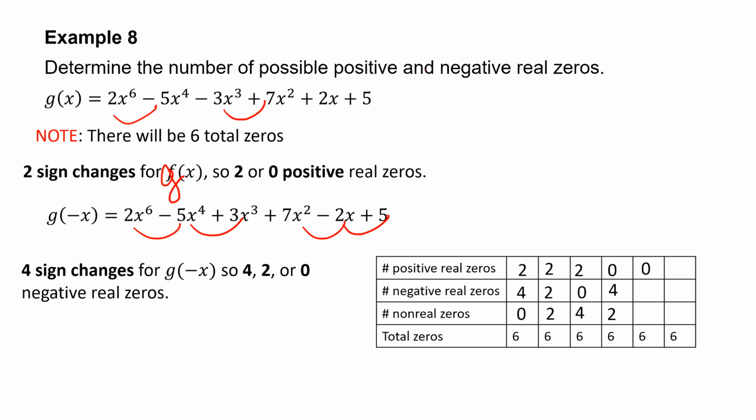If there were 0 positive real zeros and 2 negative real zeros, you'd have to have 4 non-real zeros to get 6. If there were 0 positive and 0 negative real zeros, you'd have to have 6 non-real zeros for that polynomial to have 6, as it should.